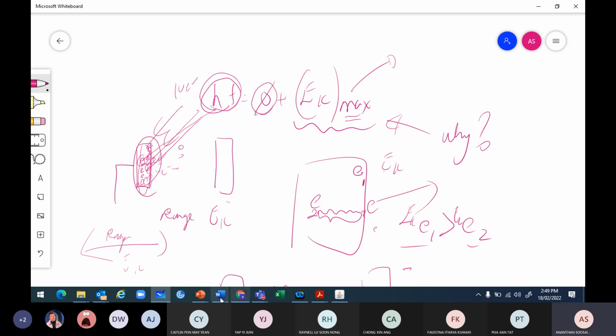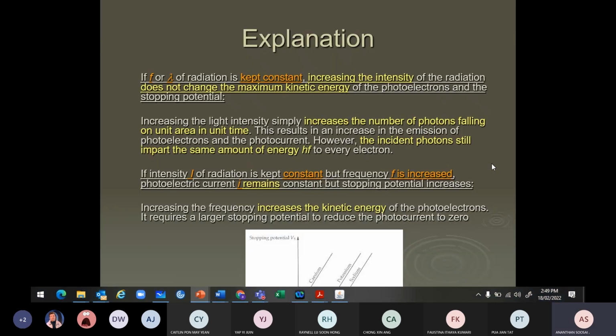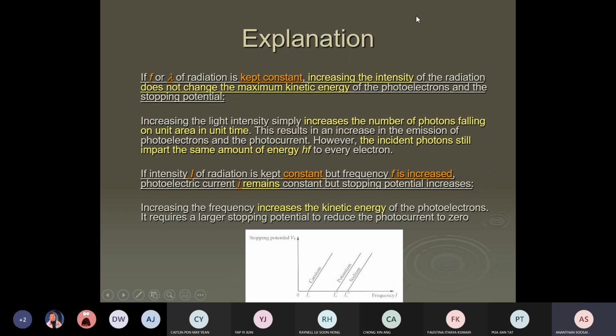Okay, so let's proceed. This slide. Okay, so explanation. Let me try to understand this. Look at the first one. If frequency or wavelength of the radiation is kept constant, increasing the intensity of the radiation does not change the maximum kinetic energy of the photoelectron and the stopping potential.